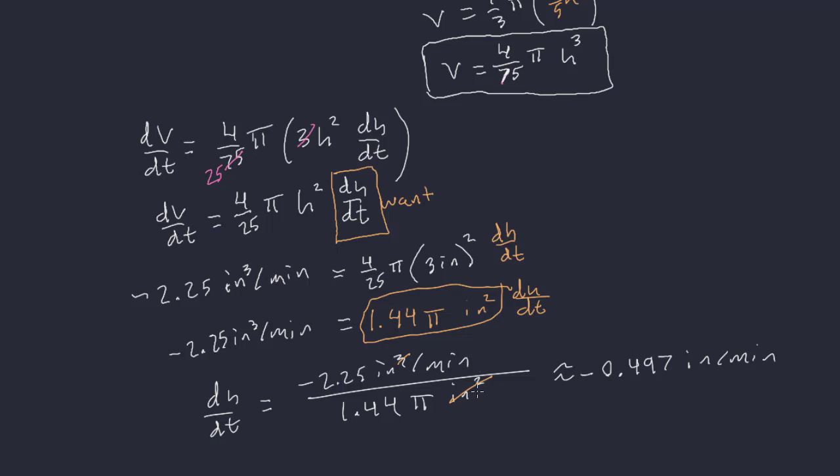All right, and then when we plug this in the calculator, we get that the rate of the height at this moment is going to be negative 0.497 inches per minute. All right, now be careful when you plug this in that the whole denominator is in parentheses so that you don't forget that the pi is there. Okay, and there we go.